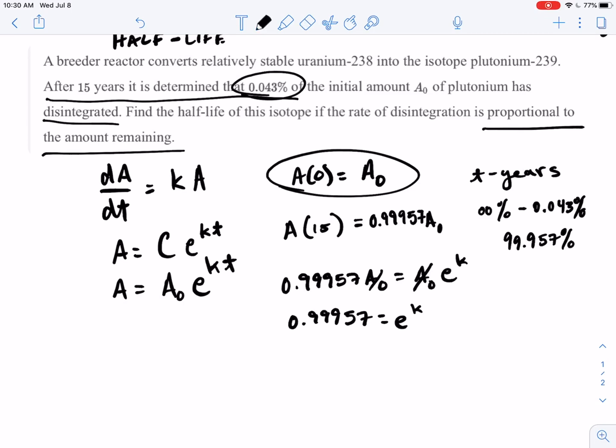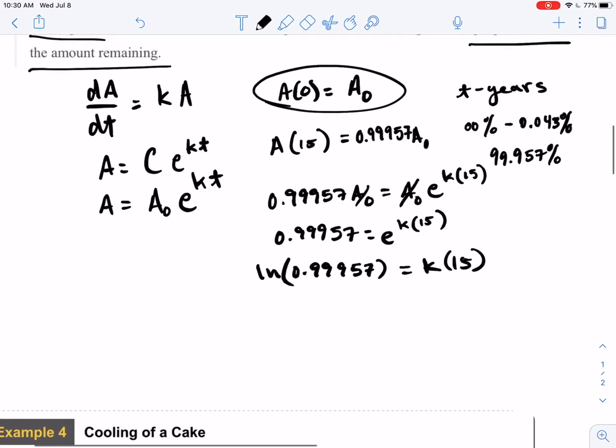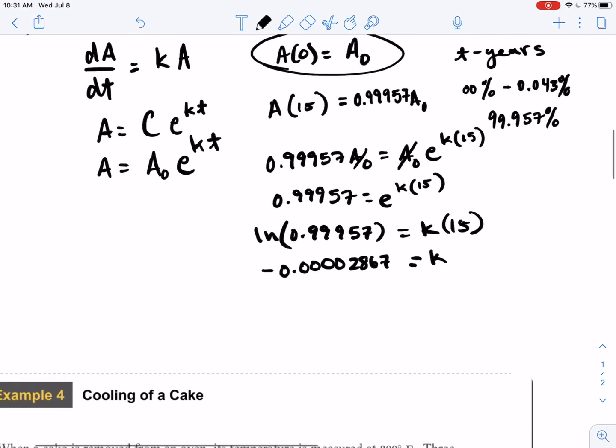Okay, so you have, because this is at 15 years, right? This is at 15 years. And then we could do ln of this value equals k times 15. All right. If I divide by 15, I'd get a decimal that looks like negative 0.00012340287. Okay. I know there's a lot.